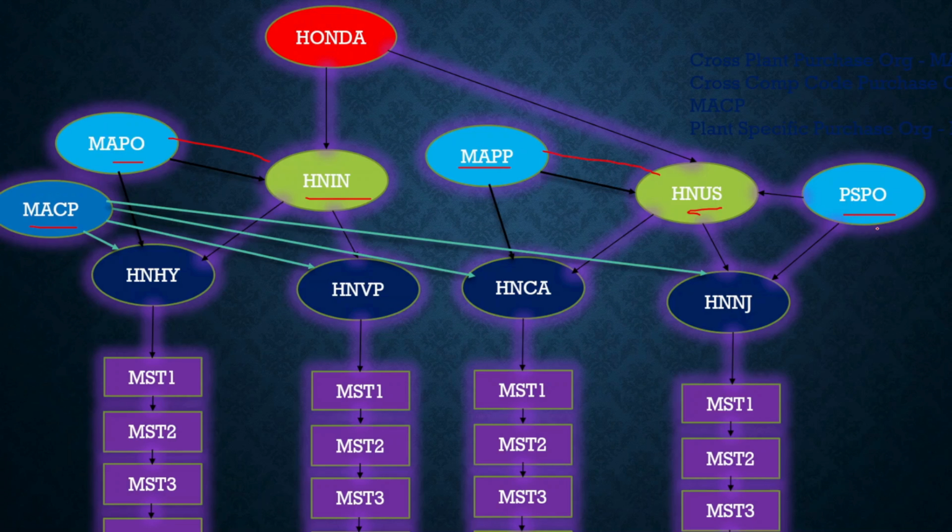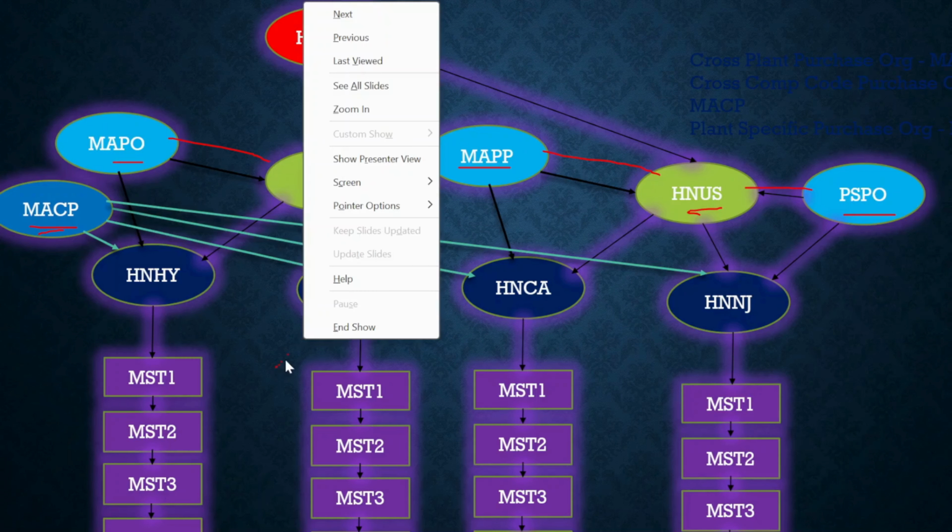This is also plant specific, this is also assigned with the company code. You can see here also, okay. But this is a centralized purchase organization, or cross company code purchase organization, but it's not assigned with any of the company code. It's only assigned with the plant. What's the reason?